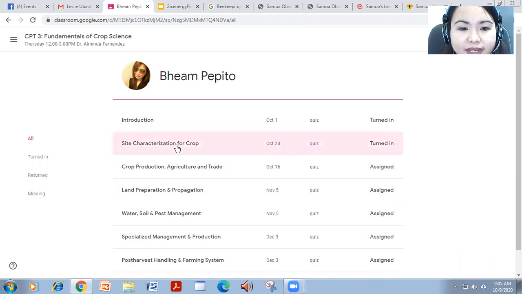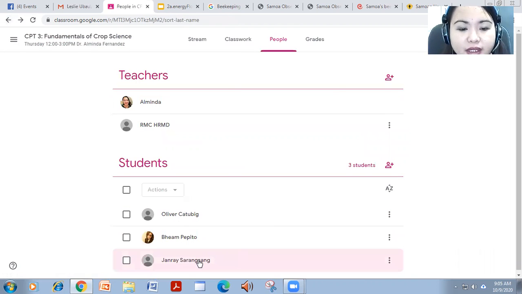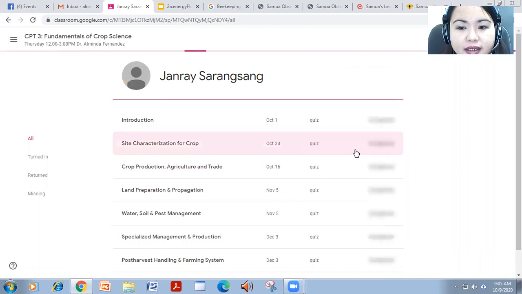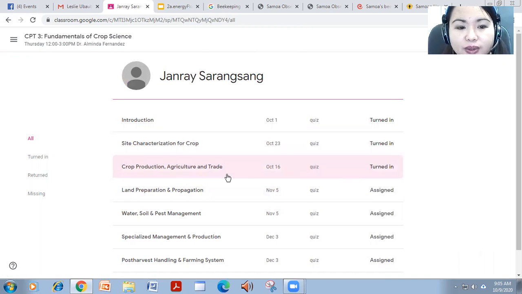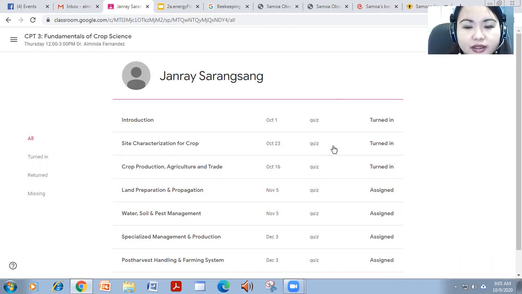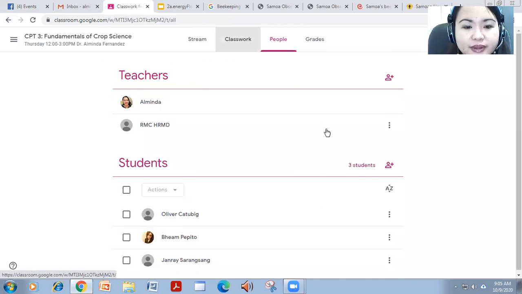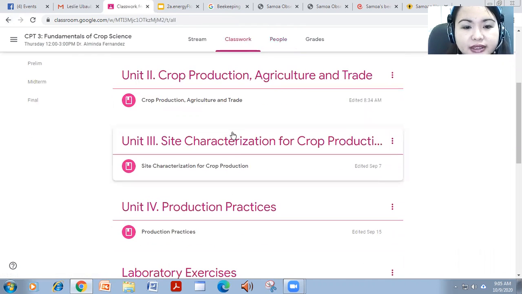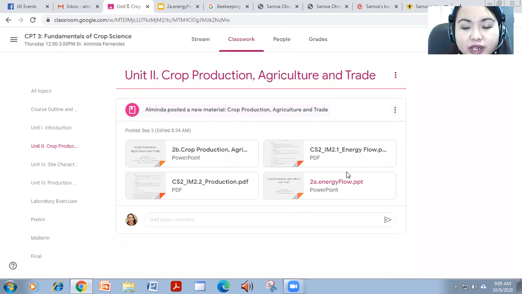Yes, very good for Beam. You have already submitted 2. And for John Ray, yes, John Ray is somewhat advanced, he already has an answer. But our discussion is still under unit 2. So most of you are advanced already.